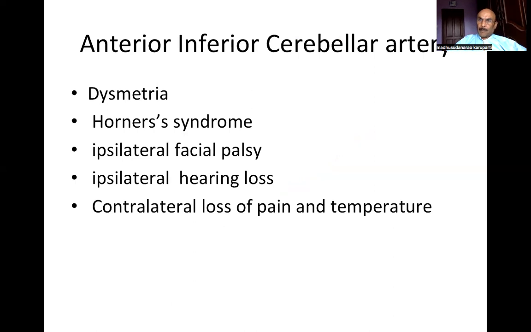Lesion of the anterior inferior cerebellar artery presents as dysmetria, Horner syndrome because of the involvement of the sympathetic fibers, ipsilateral facial palsy because of involvement of the fibers exiting from the pontomedullary junction, ipsilateral hearing loss because of the involvement of the vestibulocochlear nerve, and contralateral loss of pain and temperature because of the involvement of the lateral spinothalamic tract.